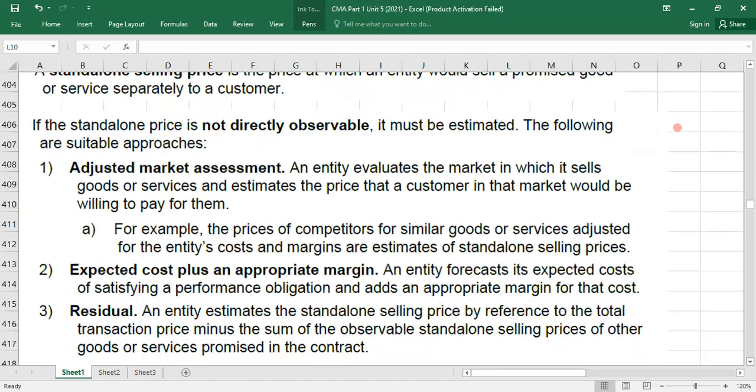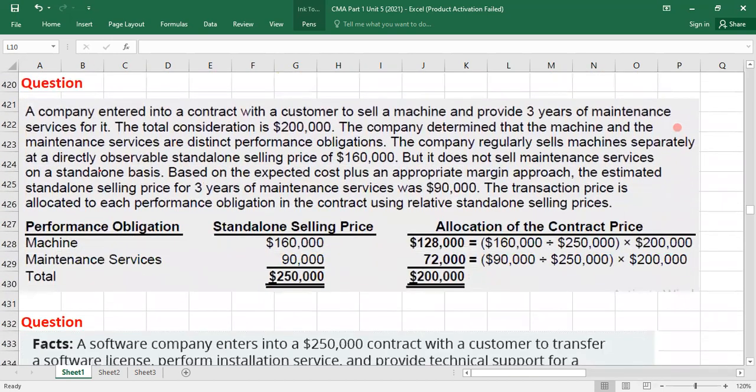For that, guys, you have to read this question, please. Can you read this question, guys? Till here. Just go through, please.